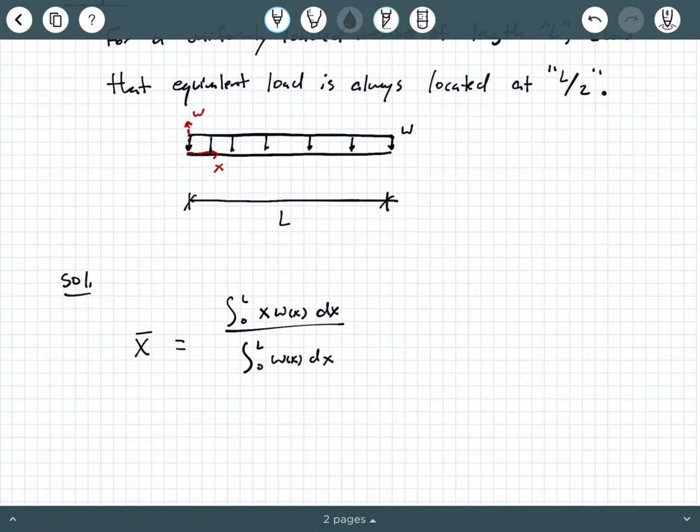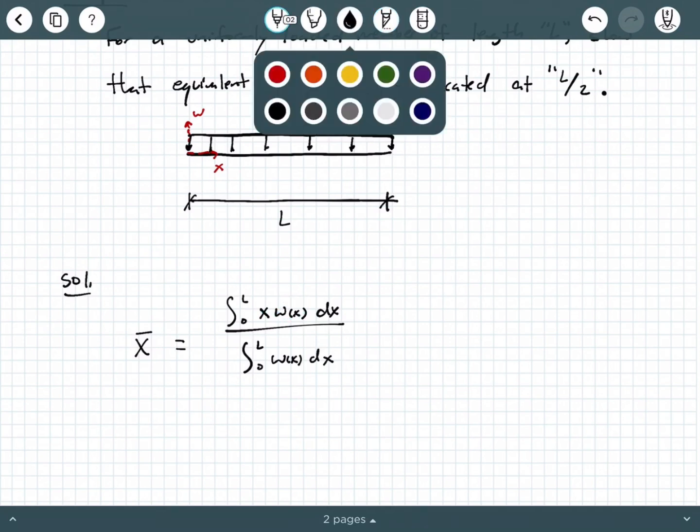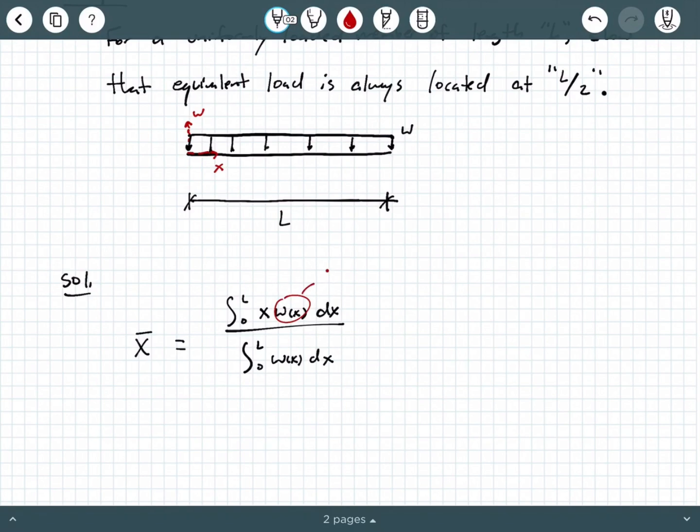So please be very careful. Notice that we have w as a function of x, but in this numerator integral, it's x multiplied by w as a function of x. So don't get confused and think it's x times w times x, okay? This right here is function notation, okay? Just make a note of that just in case it wasn't clear before.